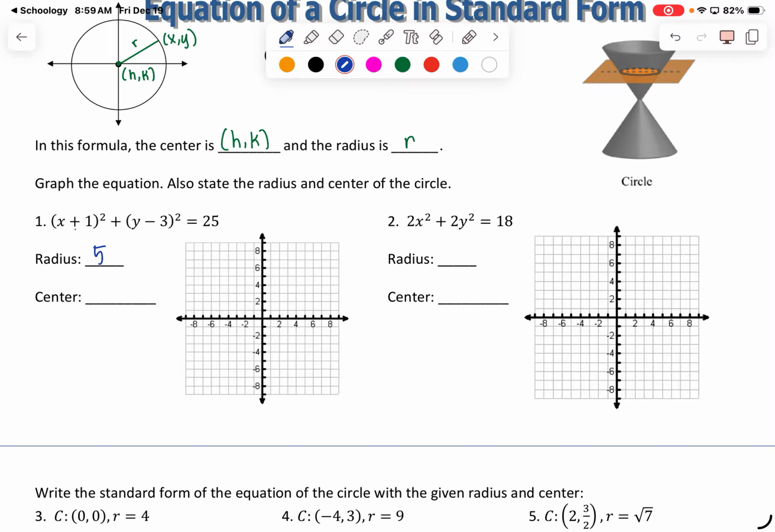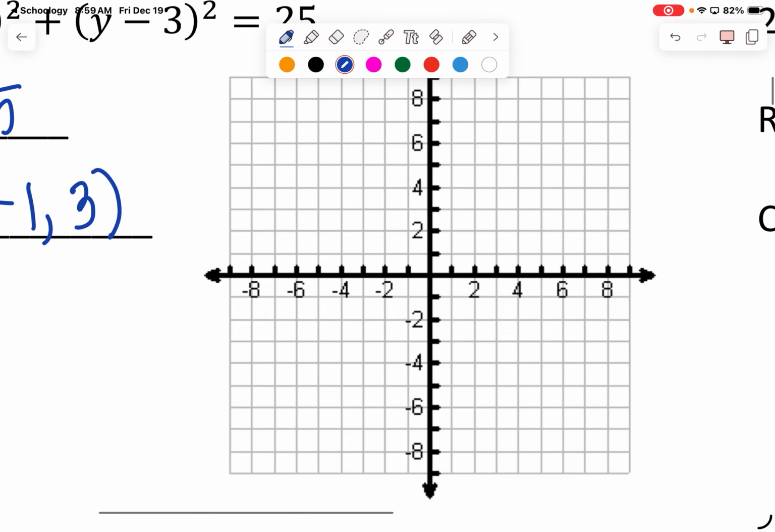And then to get the center, this is a +1, so we take the opposite of that. That's a -1. And then what's being subtracted off of y? 3. And now we can graph that circle. So we're going to graph the center, which is -1, 3. And then we are going to get 4 more points that are 5 away from the center. So that's how big the radius is.